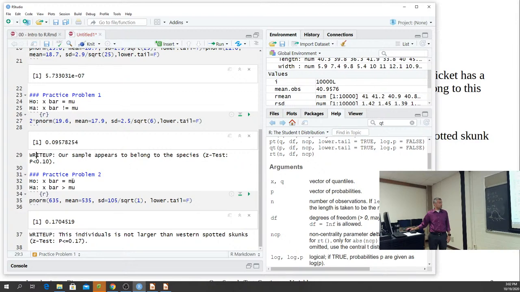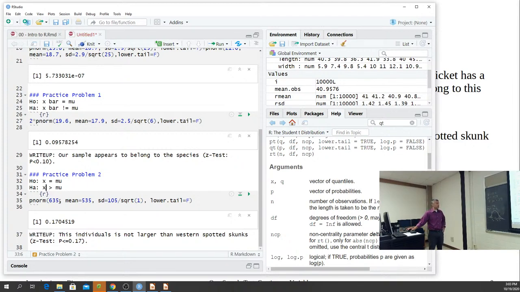Practice problem number 2, same null hypothesis, x bar is equal to mu. Or in this case, our individual, x is equal to mu, since we have a single individual. But you can also use x bar because we're basically saying it's the mean, but our sample size is 1. So we're saying x is equal to our mean. And in this one, we specified direction. So our x is actually larger than mu.